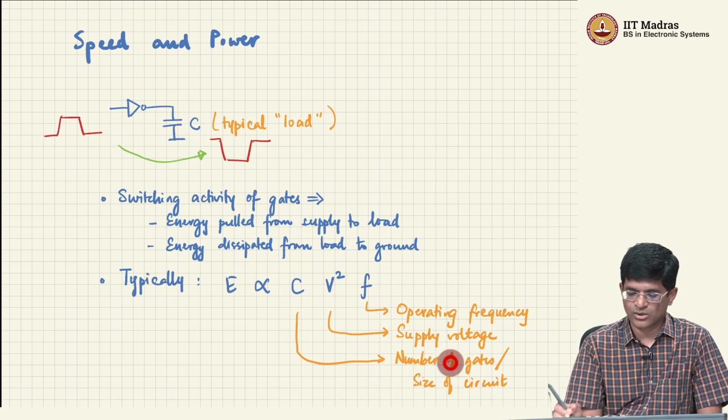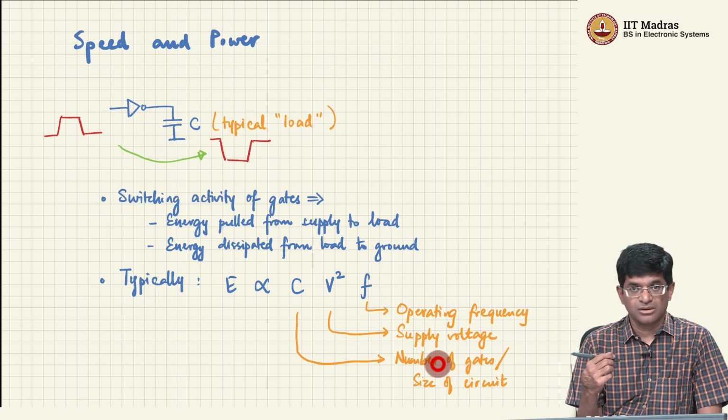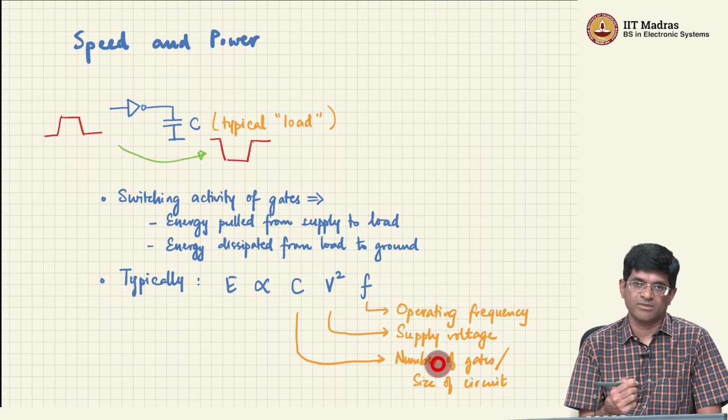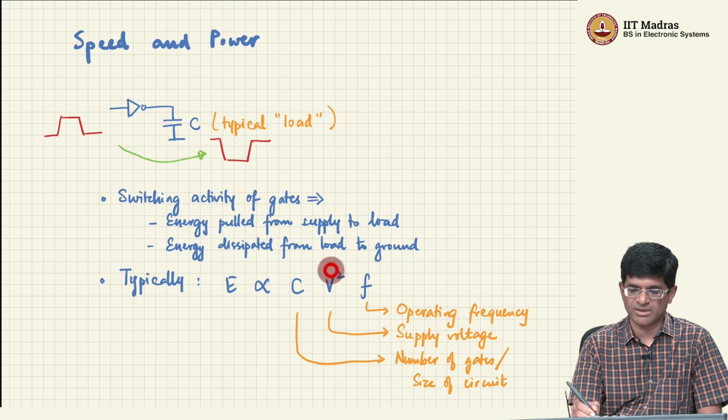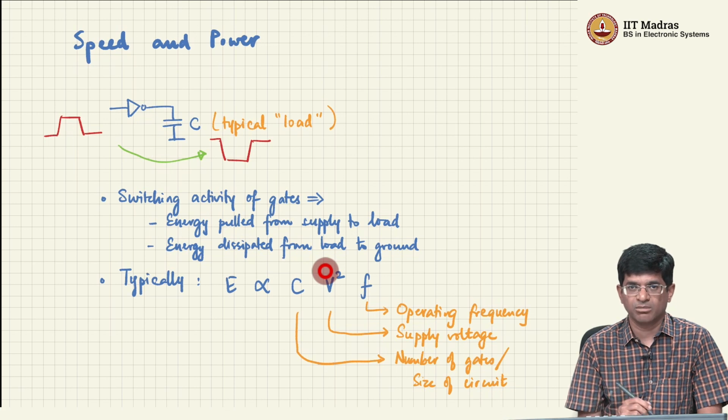So V squared. It's interesting, what it tells you is that a 5 volt supply is probably going to consume 4 times the power of a 2.5 volt supply, right? So it's not just double the power, it's 4 times, because there's a quadratic term over there. So voltage can actually have a very strong effect in terms of the total power being consumed by a circuit.